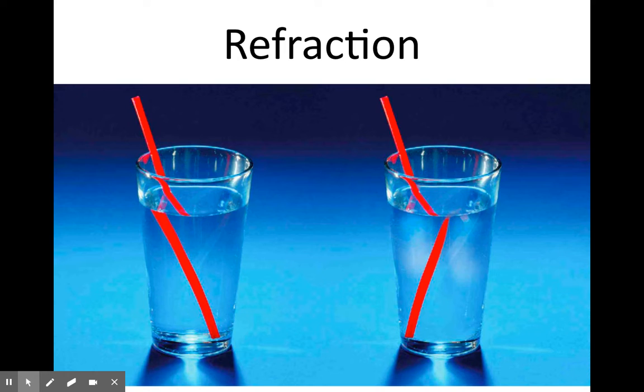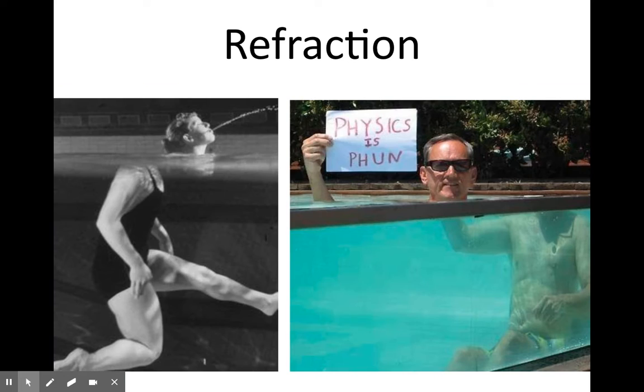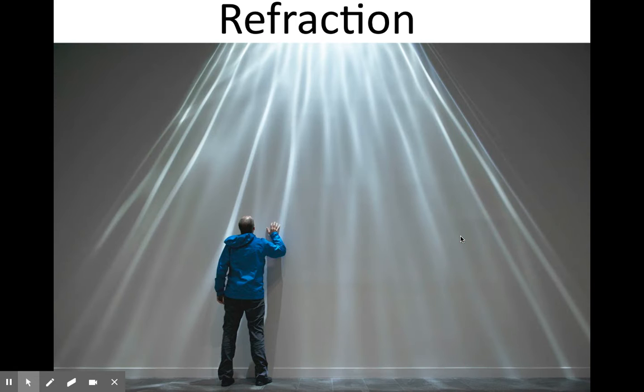Okay, has anybody seen this before? Like when you look at a cup of water and you're like, wait a minute, my straw's bent, my straw's broken, whatever. Or maybe if you're sitting in water, if you put goggles on, the body of somebody looks like it's not attached to their head, or physics is fun, if you will. And it looks like he's decapitated as well.